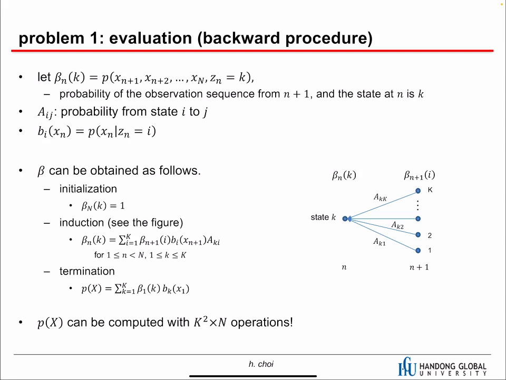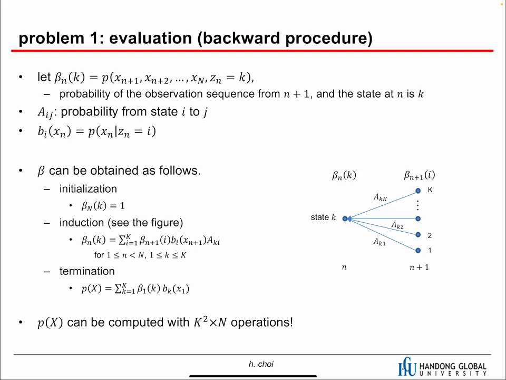The backward procedure can calculate the likelihood too. Either way would be fine. Forward procedure or backward procedure, either way would be fine to calculate the likelihood. But in the decoding problem and in the learning problem, we need both. We need alpha and beta. So let's define beta in this way.